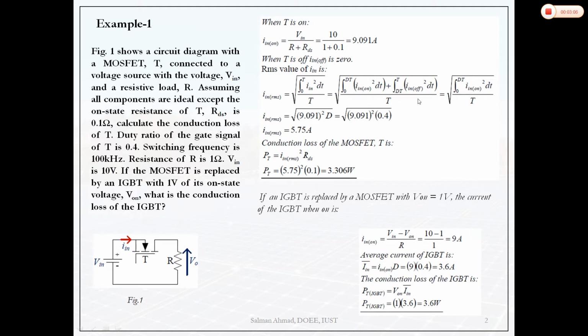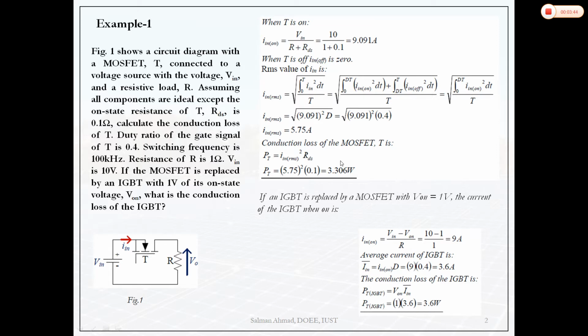During off time the current is 0. For the first part we have already calculated the current, that is 9.091 amps. So substitute here and solve this integration. We get 9.091 squared times DTs upon Ts. So Ts gets cancelled, and we get 9.091 squared times D. This is the RMS value of the input current, that is 5.75 amperes.